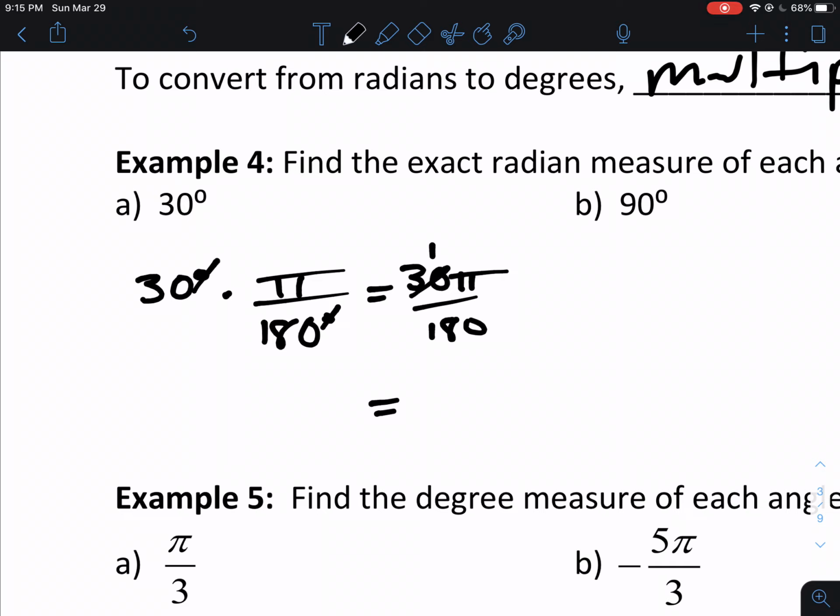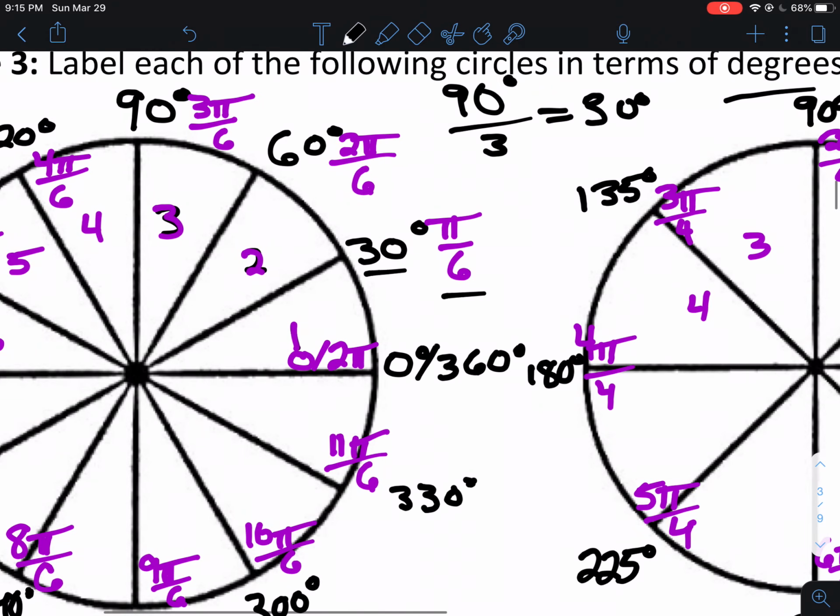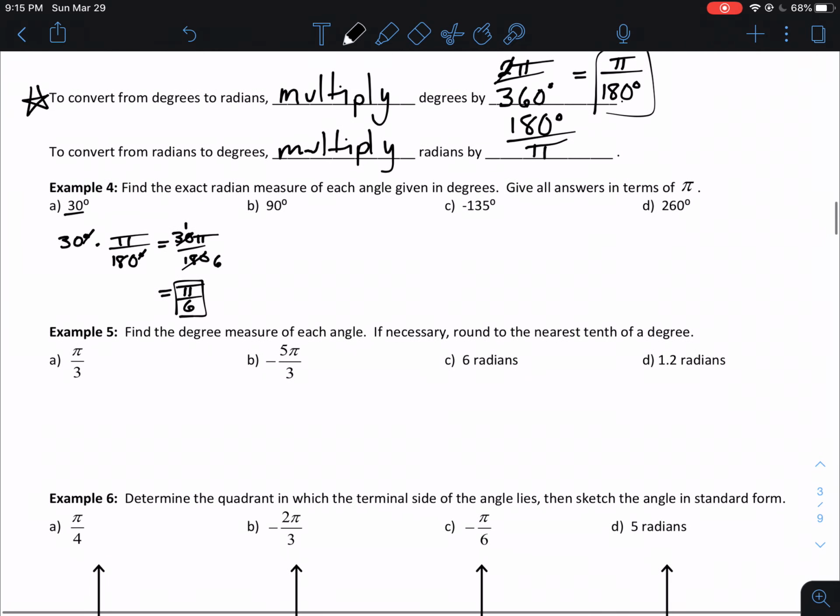Now, if you notice, that can be simplified. 30 divided by 30 is 1. 180 divided by 30 is 6. So the simplified way to write your answer would just be pi over 6. In other words, 30 degrees is the same as pi over 6. If you want a way to check yourself, we actually did that one before, because we said that 30 degrees was the same as pi over 6.